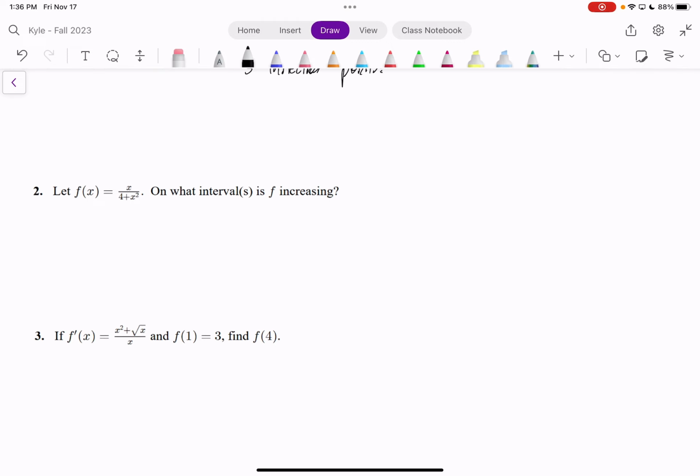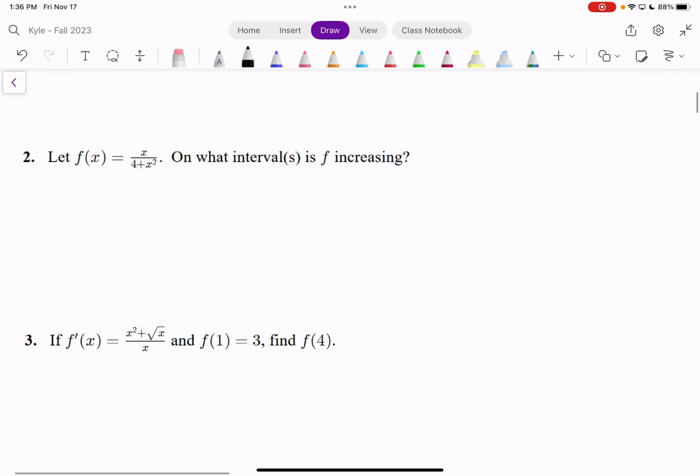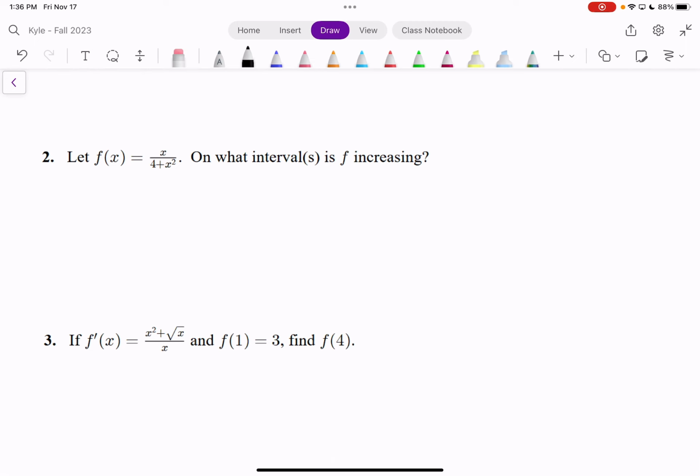We have f of x equal to x over 4 plus x squared, and it asks us on which intervals is f increasing. To check whether our function is increasing or not, we're going to want to look at the first derivative, the rate of change of that function. So we'll differentiate here. We'll use our quotient rule.